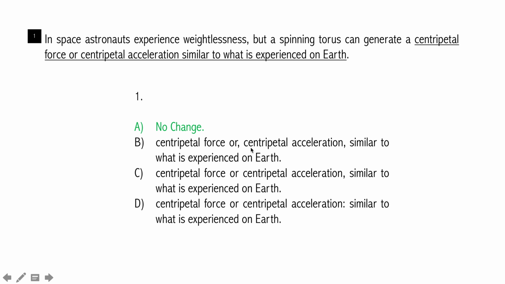In option B, we have used two commas. These two commas are unnecessary. It gives the impression that centripetal acceleration is providing extra information about something. We really do not need a comma around centripetal acceleration, because it's just breaking up the sentence for absolutely no reason.